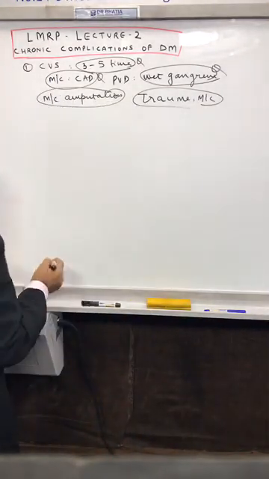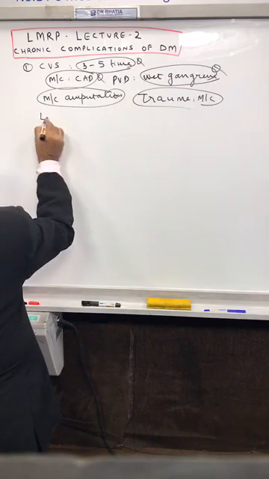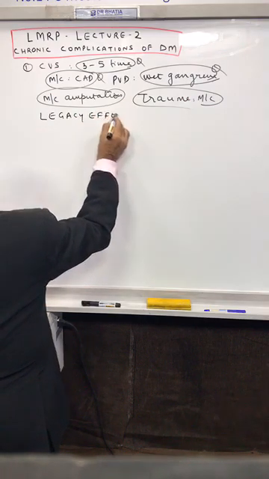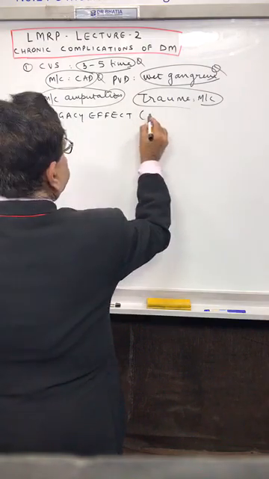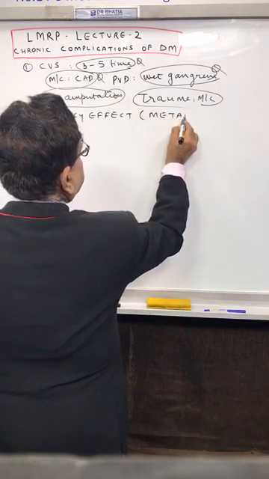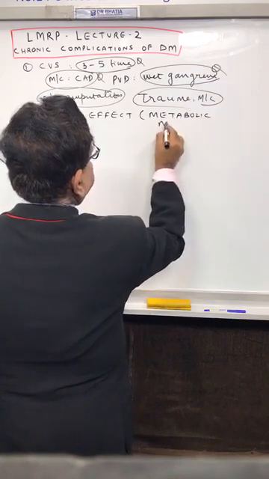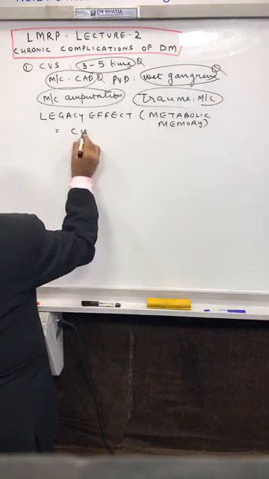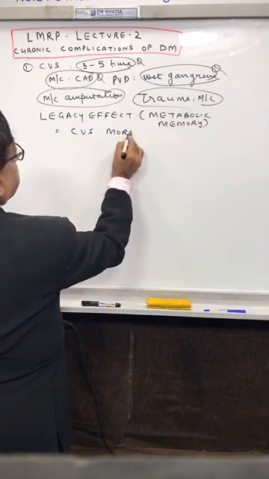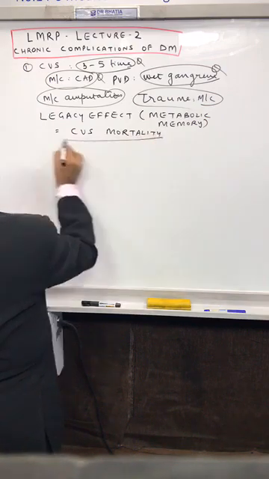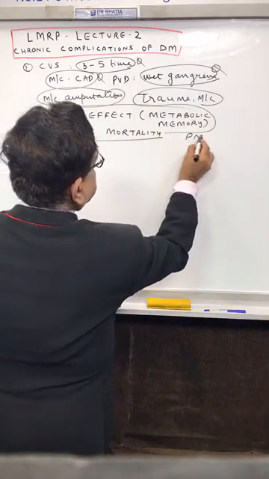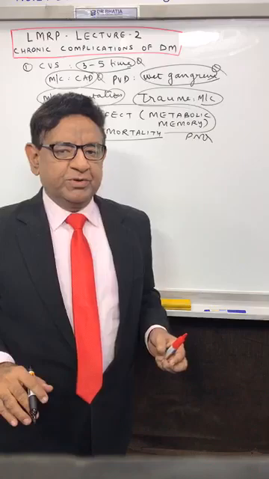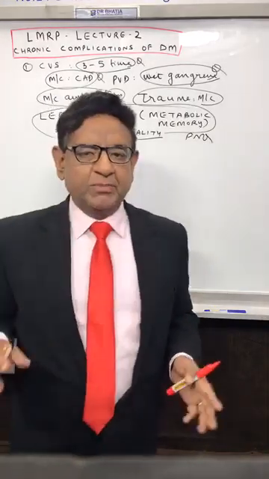Now we have a new thing, the legacy effect, also known as metabolic memory. This is related to cardiovascular mortality. This is a prospective new question. PNQ stands for prospective new question. So now let's learn the basic concept. What do you mean by legacy effect or so-called metabolic memory?